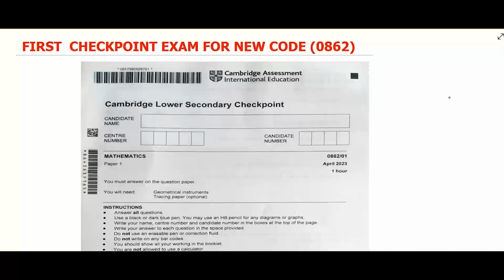Hello, this is the first checkpoint examination on the new mathematics code 0862. This is paper 1 of April-May 2023. So the new code is here, 0862, and D01 is the first paper. The paper is non-calculator, and a calculator is not allowed.